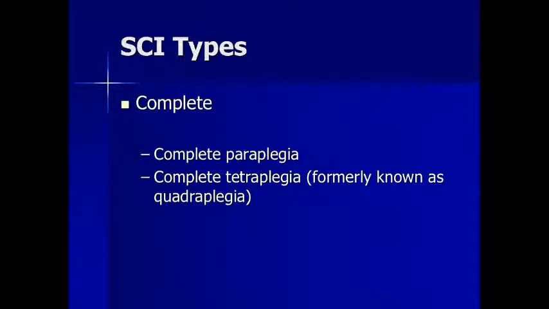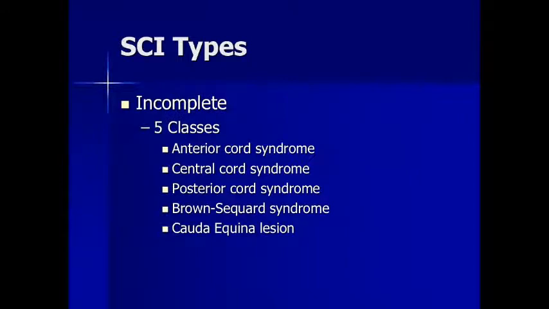Tetraplegia is defined as paraplegia plus loss of arm and hand movement, although some may have a bit of hand and arm movement. The incomplete spinal cord injuries are divided into 5 classes. With incomplete, it is determined after spinal shock subsides, which is about 6 to 8 weeks after injury, and can result in some movement, but little or no feeling. So let's talk about the 5 classes of incomplete.